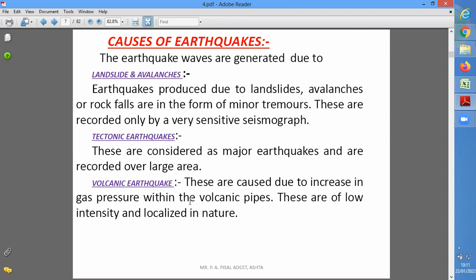Now, these vibrations are developed due to certain activities. The first one is the landslide and avalanche. We know the meaning of landslide, and we are going to discuss it in detail after this earthquake topic. What is the meaning of landslide? What are the causes behind the formation of landslide? What are the effects and how can we control landslide? We will discuss that after this earthquake. But only remember that landslide means the rockfall in the hilly region. It is considered a landslide.